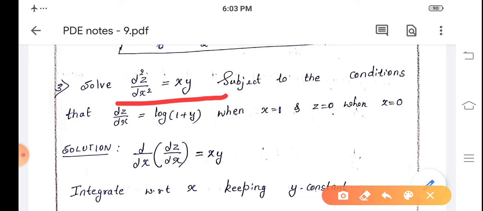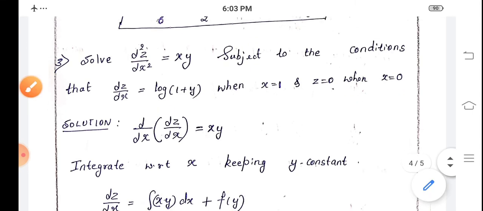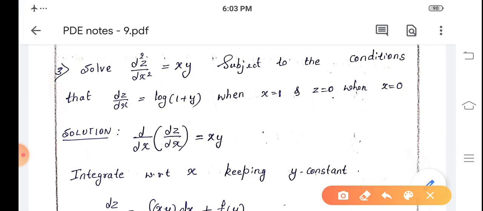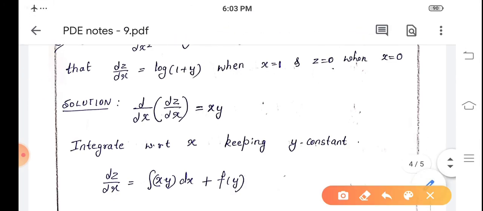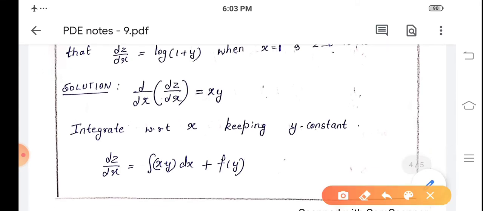Subject to the conditions that dou z by dou x equal to log of 1 plus y when x equal to 1, and z is equal to 0 when x equal to 0. The given partial differential equation is dou square z by dou x square equal to xy. We write it as dou by dou x of dou z by dou x equal to xy. Now in the first step, we integrate with respect to x.